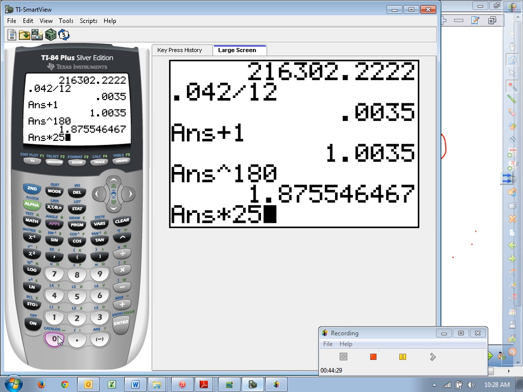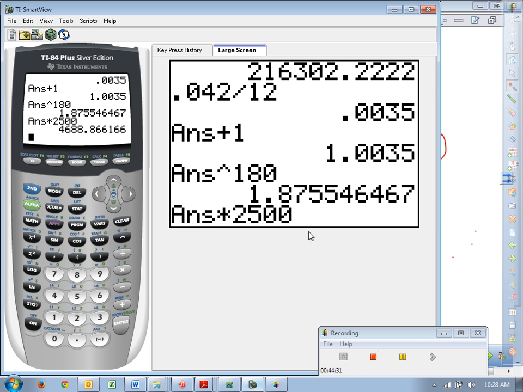And our money should be that. That should make sense. The interest rate was not that large. It was only 4-something%. We started with $2,500, and over 15 years, we now have $4,600 plus.